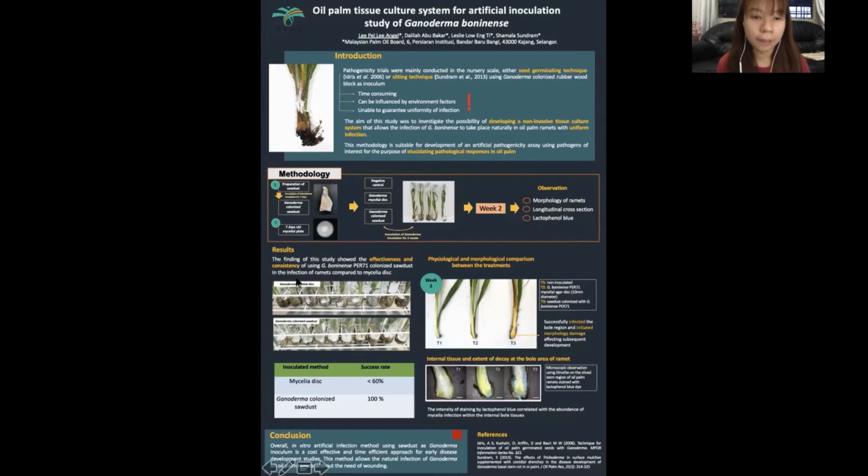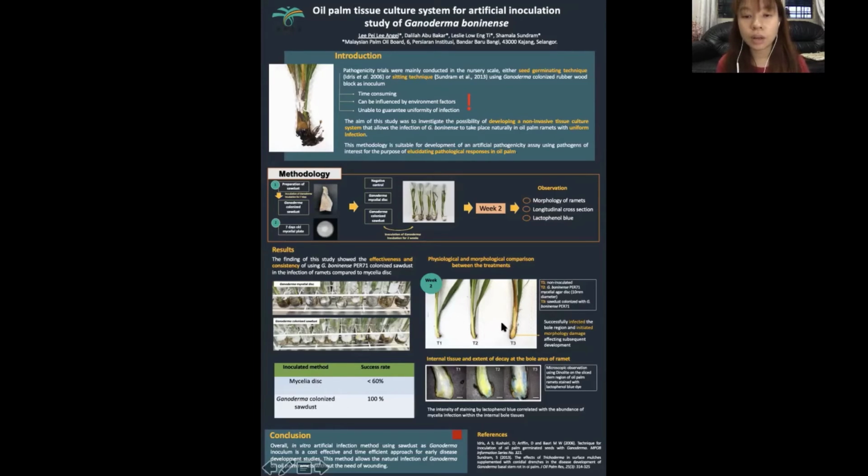So as you can see from here, the findings show the effectiveness and consistency of using Ganoderma colonized wood sawdust for infection when compared to the mycelial disc. The success rate of the mycelial disc is actually less than 60%, because some of them are not growing, there is contamination, and they are unable to colonize the bowl area itself. Whereas the Ganoderma colonized sawdust is 100%.